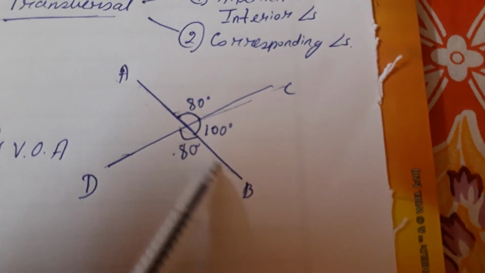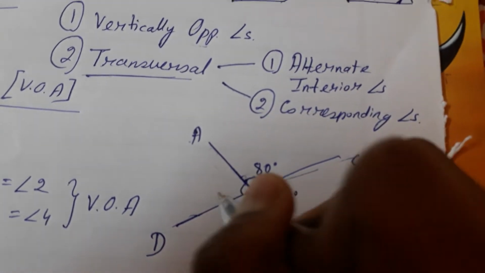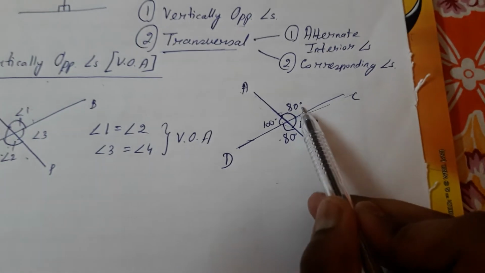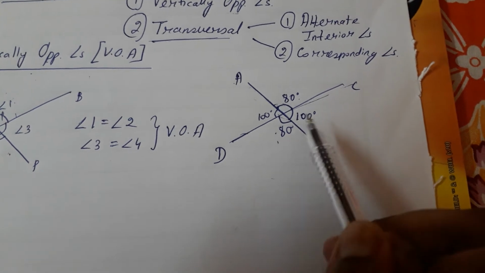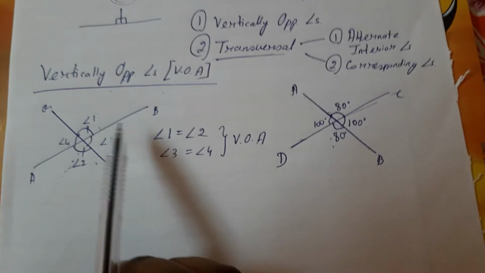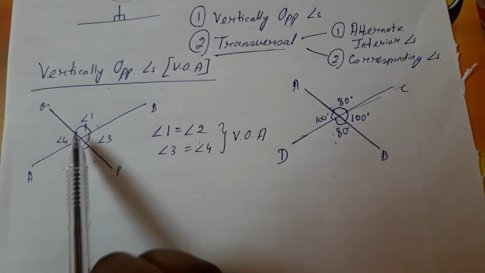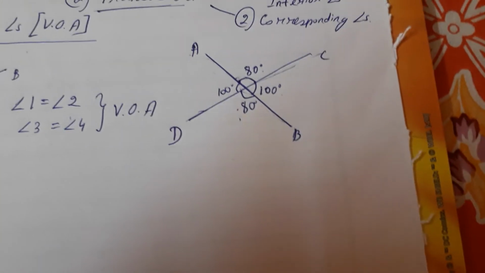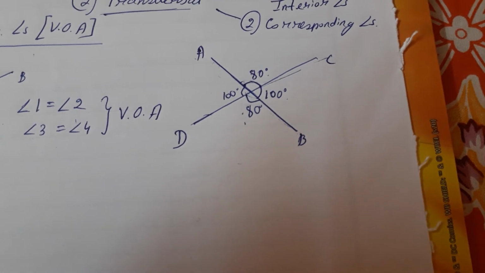Next, consider line AB. If you consider AB, then this angle will be 100. Now compare it. On comparing, you will get the same result. That is, this angle equals this angle and this angle equals this angle. Angle 1 equals angle 2, angle 3 equals angle 4. But how? In this way. Always try to clear things with an example, then it will be very clear to you.